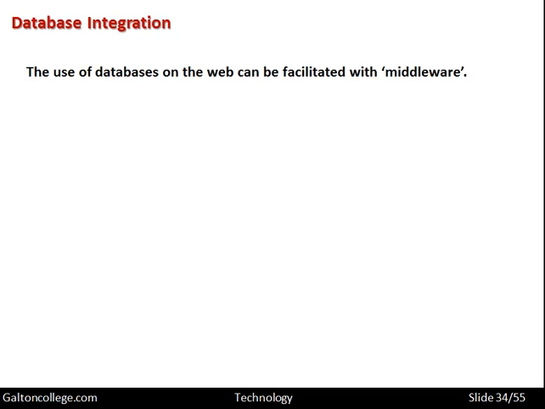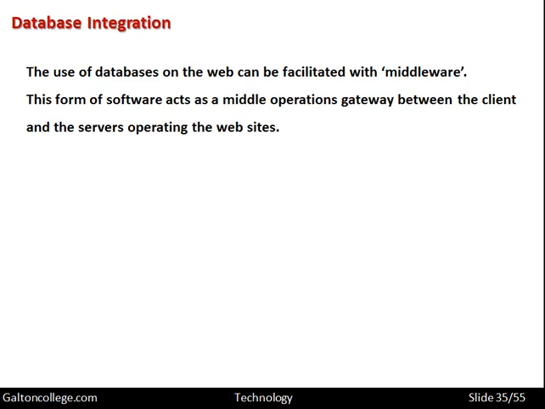Database integration. Well, the use of databases on the web can be facilitated with what's known as middleware. This form of software acts as a middle operations gateway between the client and the servers operating the websites. So middleware is, as the name suggests, it goes between. It goes between the user and the servers, and it enables the data to be brought back to the user in a usable fashion, a fashion that makes sense to the software that the user has on, say, a laptop or on his or her desktop computer.